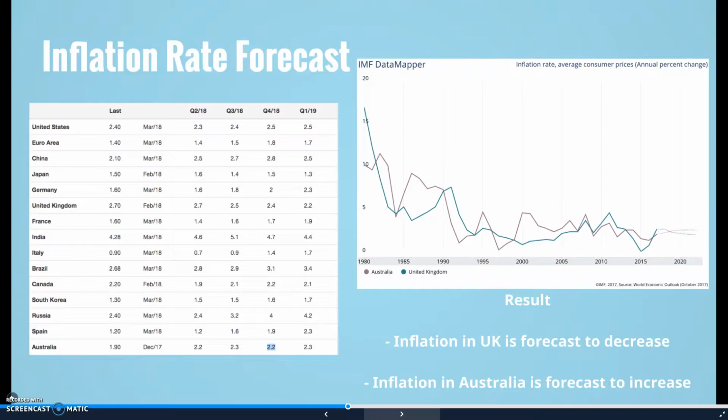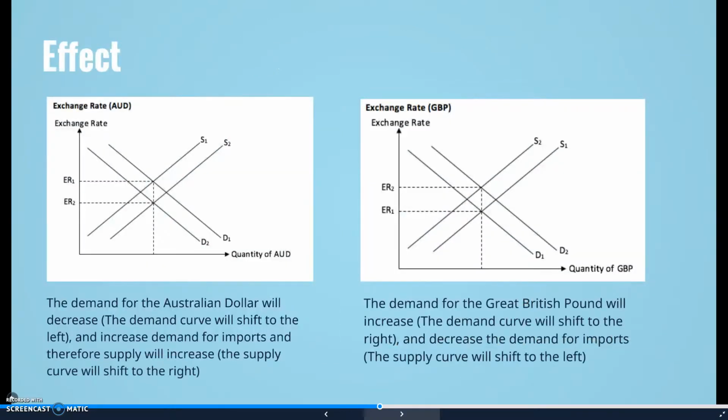Looking at the trends for the Australian dollar, due to a forecasted upward trend in the inflation for the Australian dollar from 1.9% in quarter 1 to 2.2% in quarter 3, it is likely that the demand for the Australian dollar will decrease, meaning that the curve will shift to the left, and then this increased demand for imports, therefore supply, will increase. This will result in a fall in the value of the Australian dollar, effectively meaning that this indicator suggests that the AUD, Australian dollar, will depreciate against the pound.